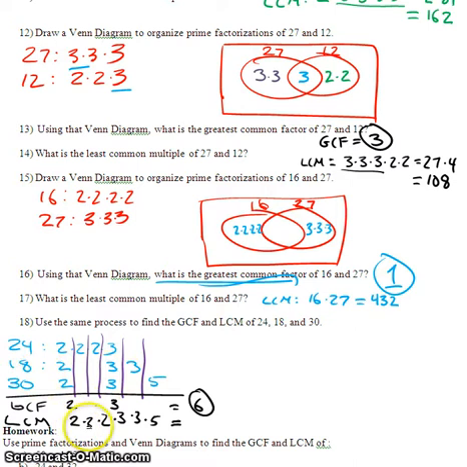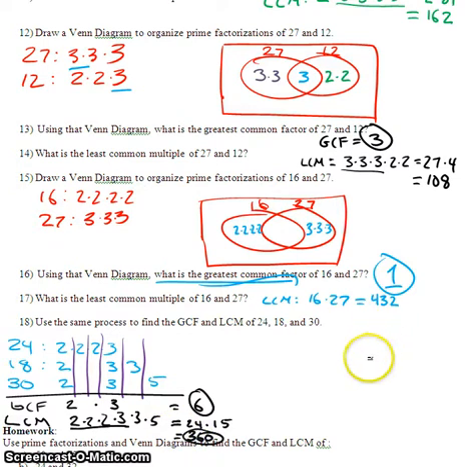Therefore, 2 times 2 is, see, can we break this up? We know that this is all 24. So 24 times 15 equals 360. That's the lowest common multiple.